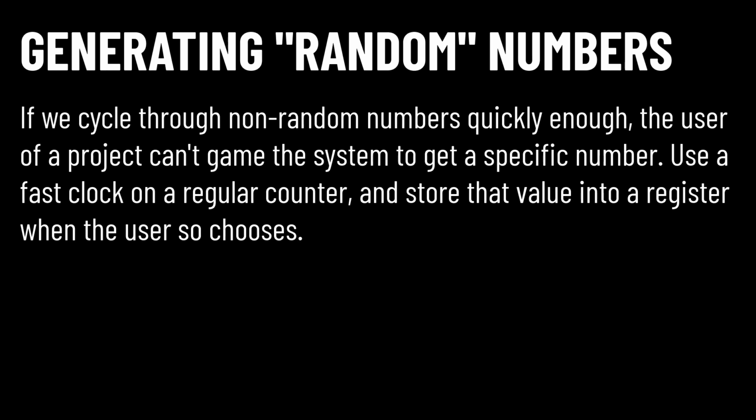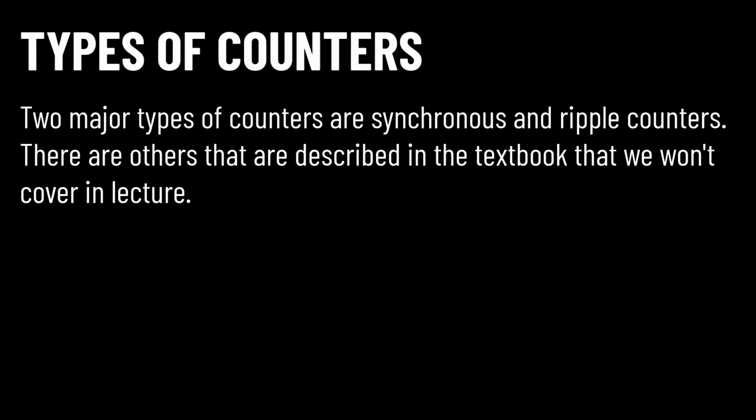While we cannot truly generate random numbers in this manner using digital hardware, in student design projects it's common to build a regular counter and clock it with a speed that would prohibit a human from gaming the system to select any specific number. Upon pressing a button, for example, the current value stored in each flip-flop can then be stored in a register. Two major types of counters are synchronous counters and ripple counters.